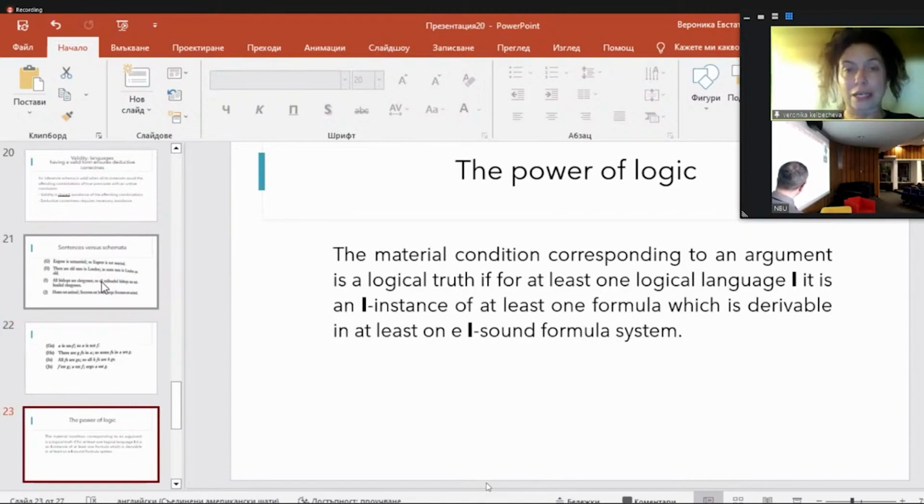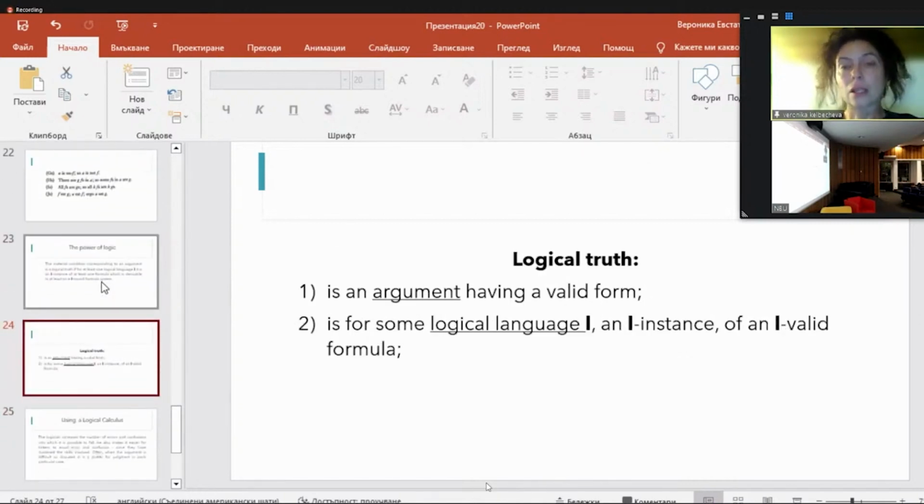The power of logic. The material conditional corresponding to an argument is a logical truth if, for at least one logical language L, it is an L instance of at least one formula which is derivable in at least one L-sound formula system. The logical truth is an argument having a valid form, and it is also, for some logical language L, an instance of an L-valid formula.